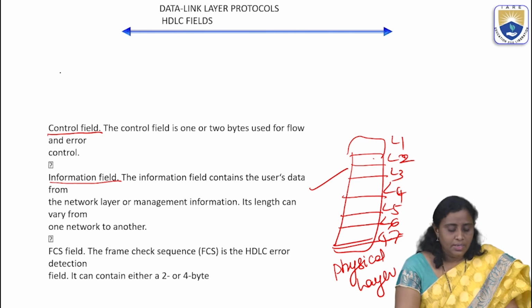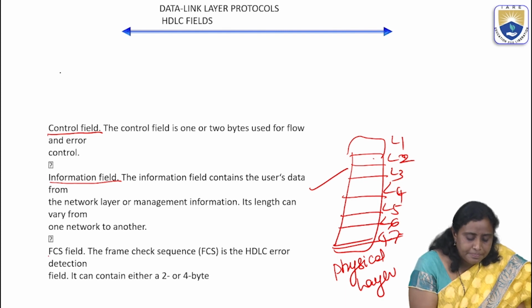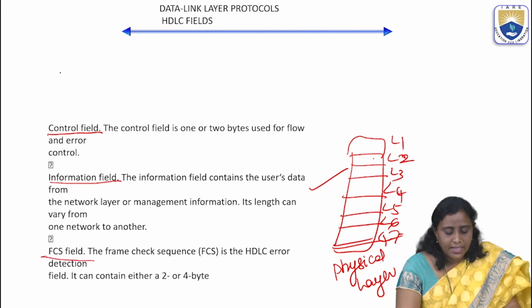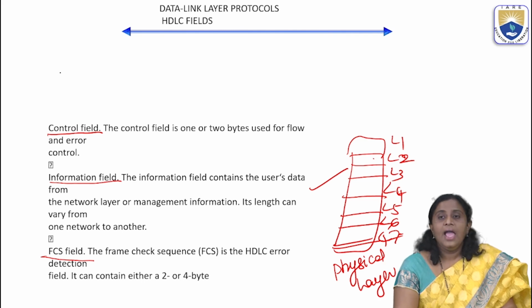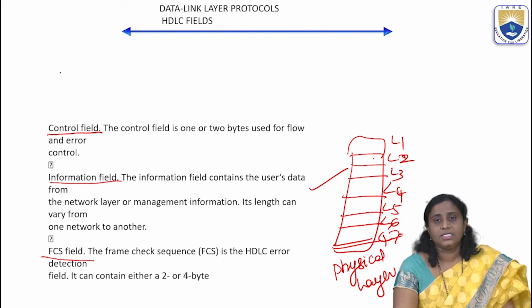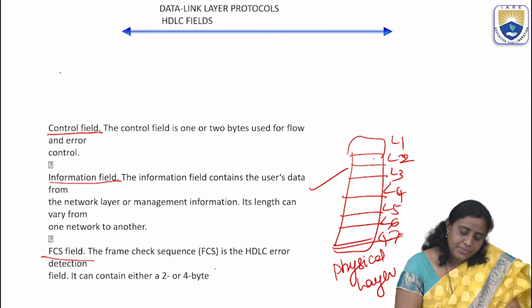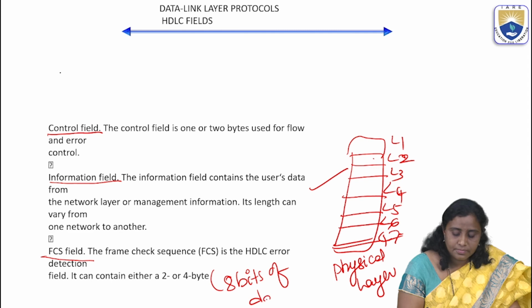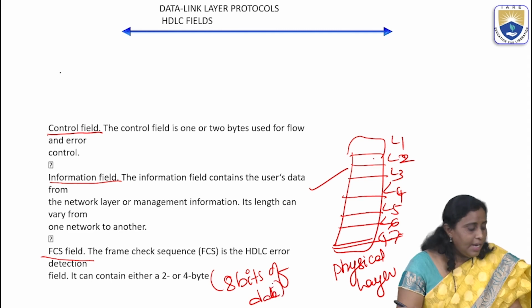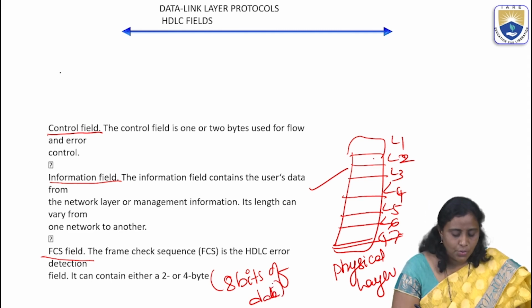So coming to that, the last field is nothing but the FCS field, the frame check sequence. FCS is the HDLC error detection field. It can contain either 2 or 4 bytes, or 8 bits of data, which we need to identify under the FCS field.